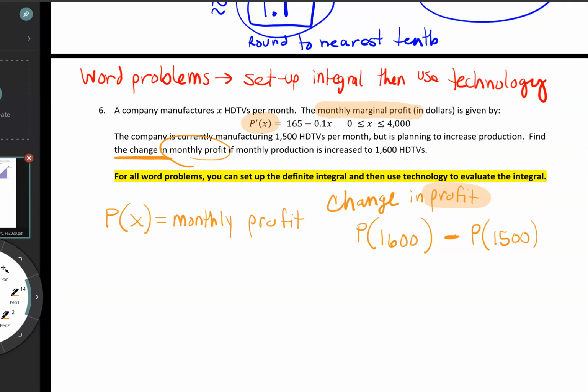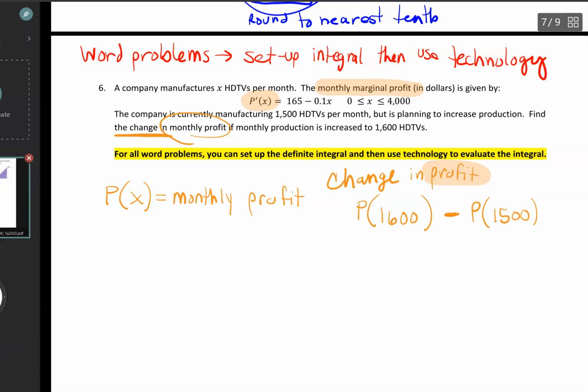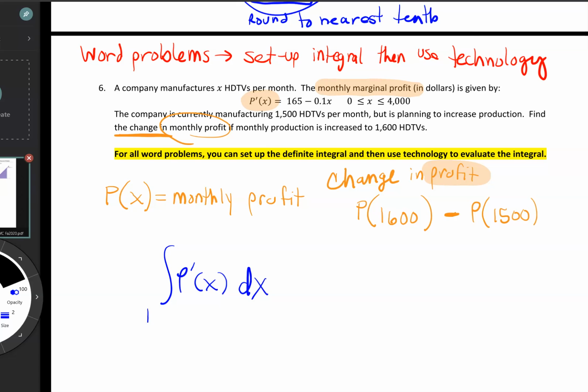And that's what our integral does for us. Taking the integral finds the original profit function, plugging in the limits of integration, and then subtracting them does this calculation. So all we need to do is take our marginal profit, find the integral, and then go from 1,500 to 1,600, and it'll do this calculation, because it's going to give you your original function back, and then you go from 1,500 to 1,600, which is exactly what we would want to do. But technology is going to do it for us.